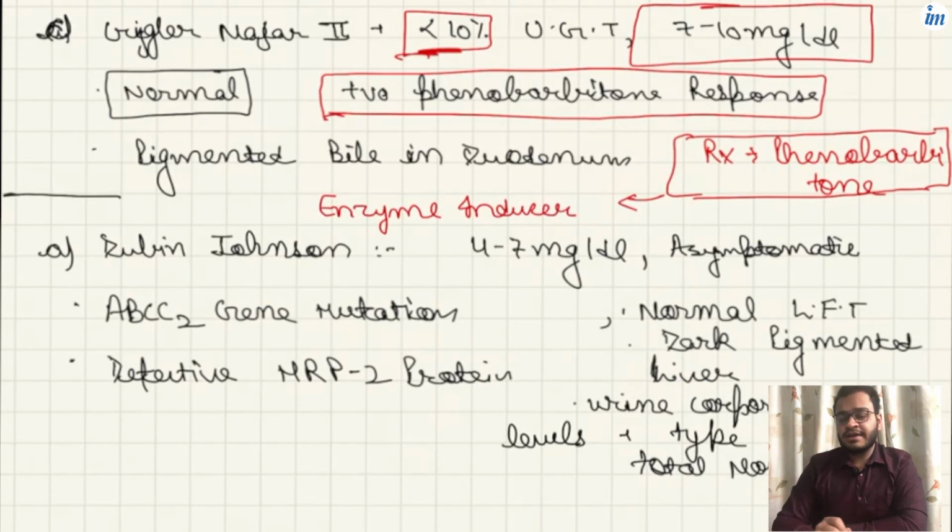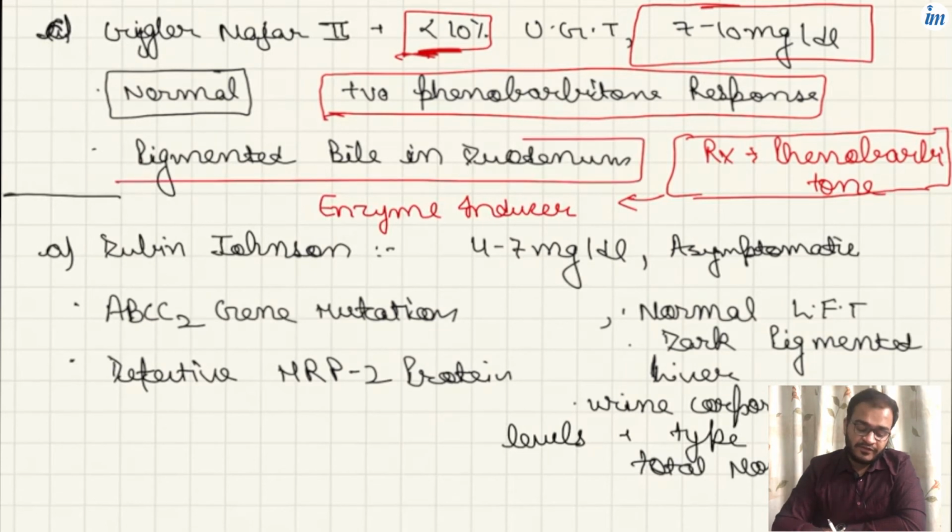So it increases the activity of UGT. With that, we will get the activity of UGT, and the problem of defective conjugated bilirubin pathways can be solved here. Else everything comes normal. One more thing you need to keep in mind about Crigler-Najjar type 2: we will find pigmented bile in the duodenum.